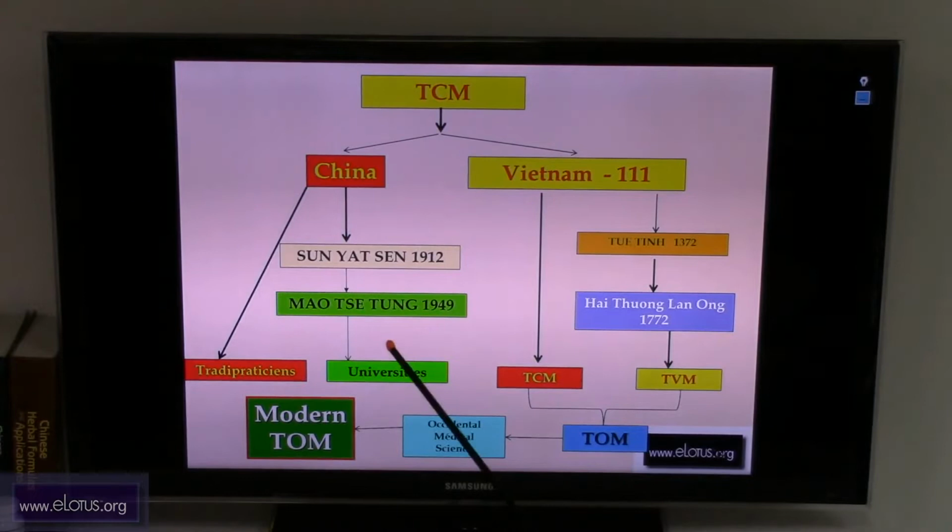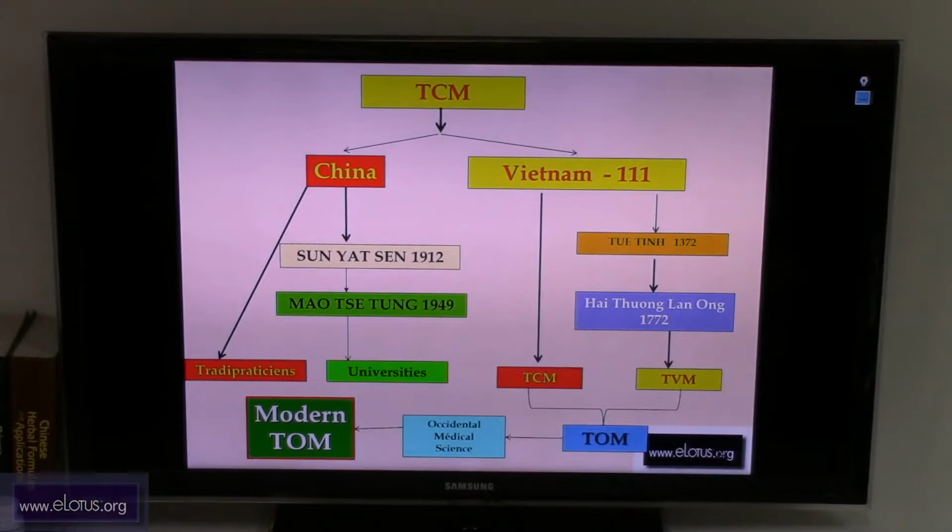Because the new doctors don't know the traditional medicine and make mistakes in the translation of traditional Chinese medicine. In this case, no problem. It's the real traditional Chinese medicine. So now we combine two medicines, traditional Chinese medicine and traditional Vietnamese medicine. So now I'm speaking about traditional Oriental medicine. It's a combination of both.